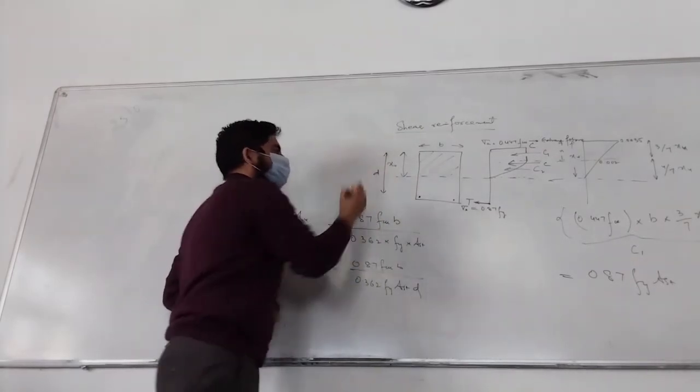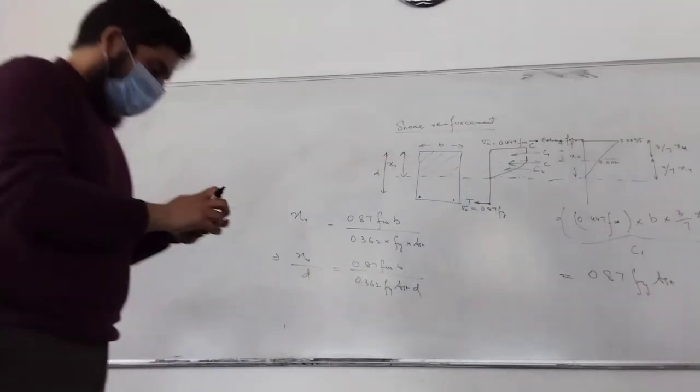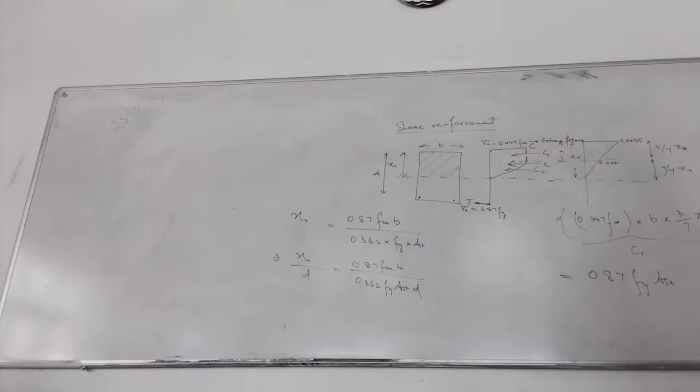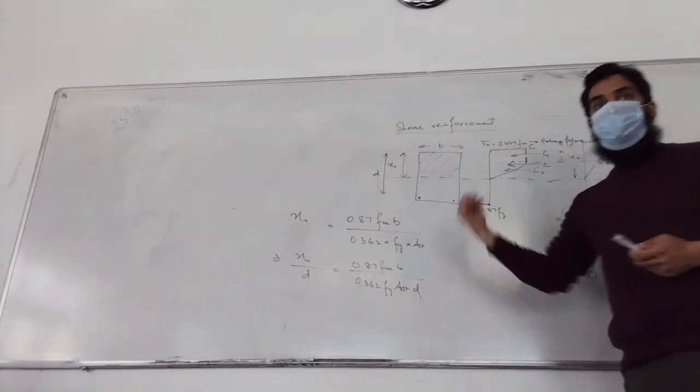This is D. Code mentions this. And code mentions a limiting XU by D ratio. You go to annexure G at the end of the code, at the end, page 96. G.1.1 sections without compression reinforcement. Kya likha hua? The moment of resistance of the rectangular section without compression reinforcement should be obtained as follows. I have analyzed it as well without compression reinforcement.